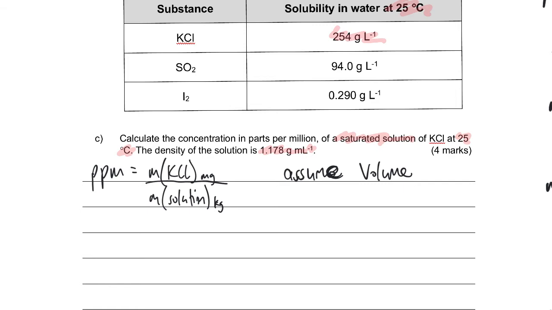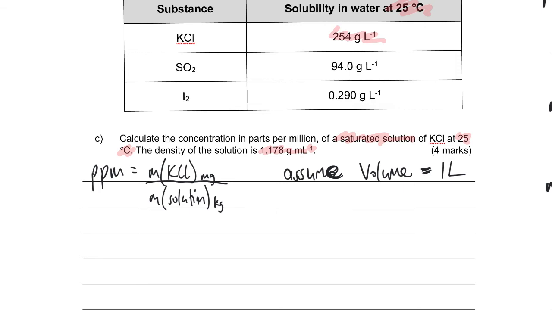You just have to say, okay, I'll just say whatever volume and then we'll work it out from there, especially in concentration calculations. So assume volume is equal to 1 liter. That's going to be the goal. Once I have the volume as 1 liter, I can start working out how much KCl there will be and how much solution there will be.